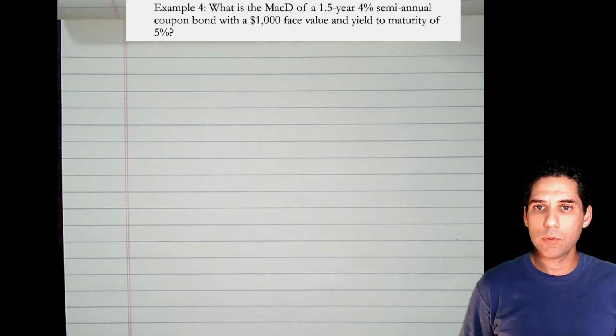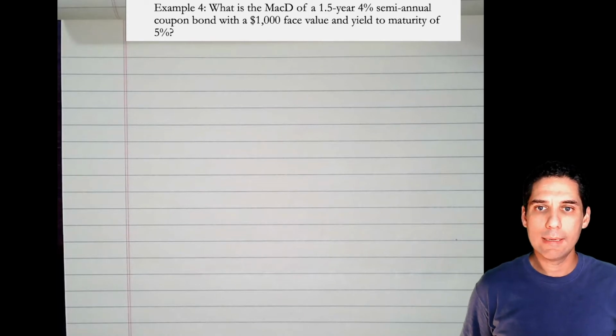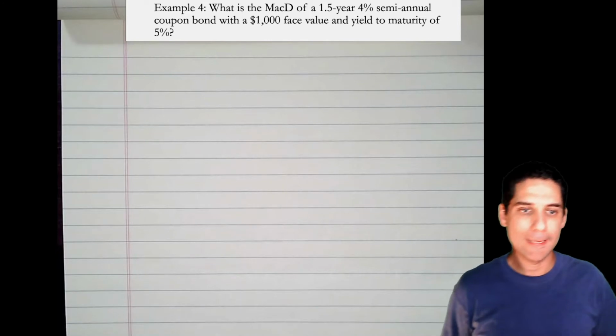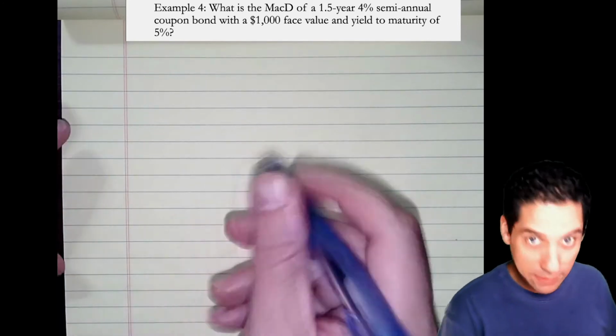Let's now do example 4. What is the MacD of a 1.5-year, 4% semi-annual coupon bond with a $1,000 face value and yield to maturity of 5%? Again, let's start with our timeline.